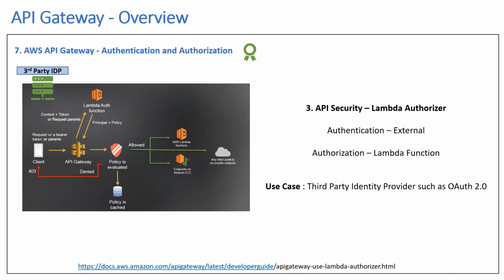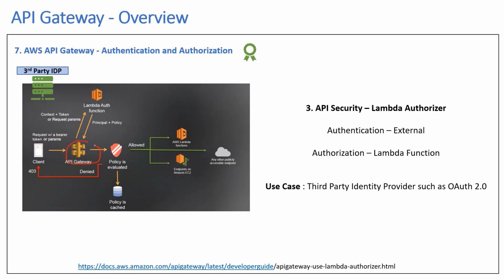So here you have the client, which is going to make a request to this third-party identity provider for authentication. Once it sends the request, and if it is validated, the third-party identity provider is going to pass on a bearer token or some parameters to this client. Once this client gets the bearer token, it is going to make an API request to this API gateway.